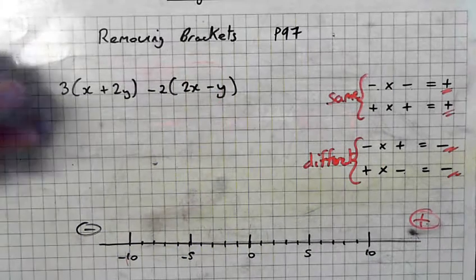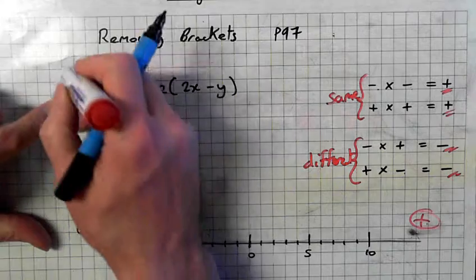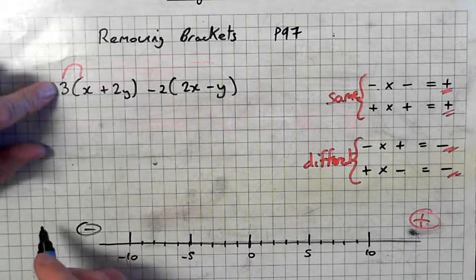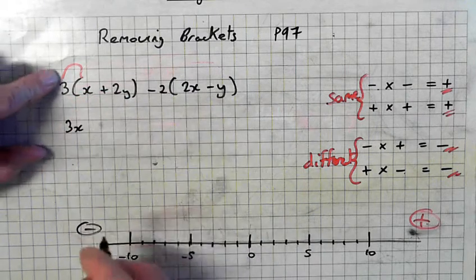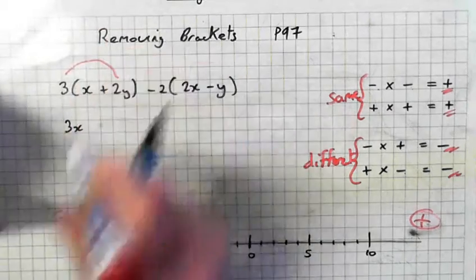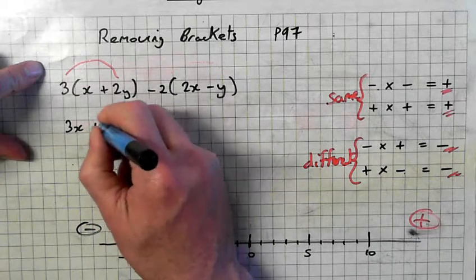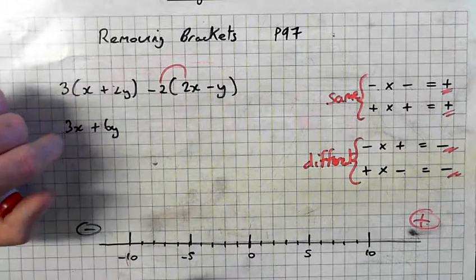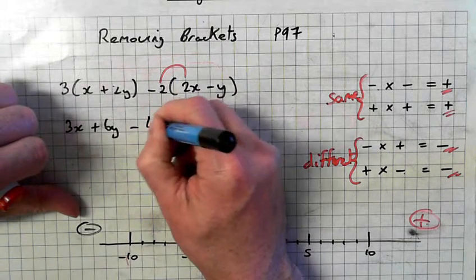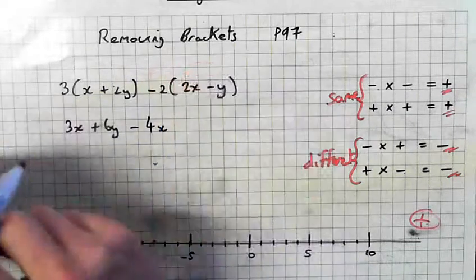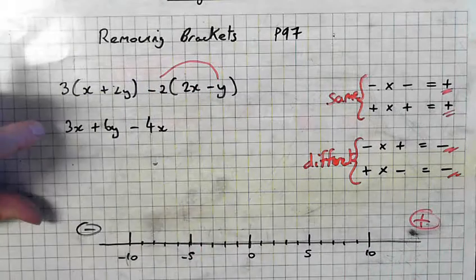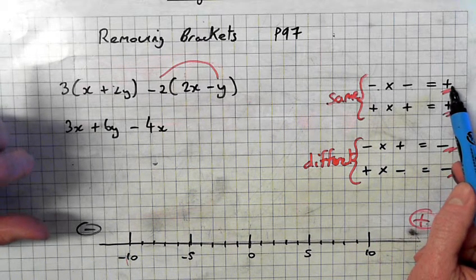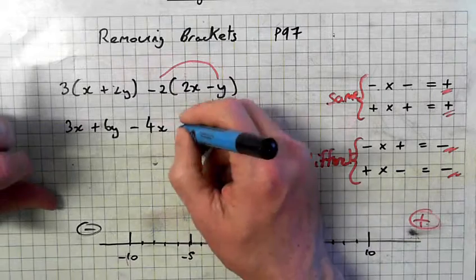Now pay attention here. All right. 3 times x. 3x. Right. 3 times 2y. 6y. Minus 2 times x. Minus 4x. And minus 2 times minus y. Minus times a minus. The signs are the same. Should give us a plus. Minus 2.